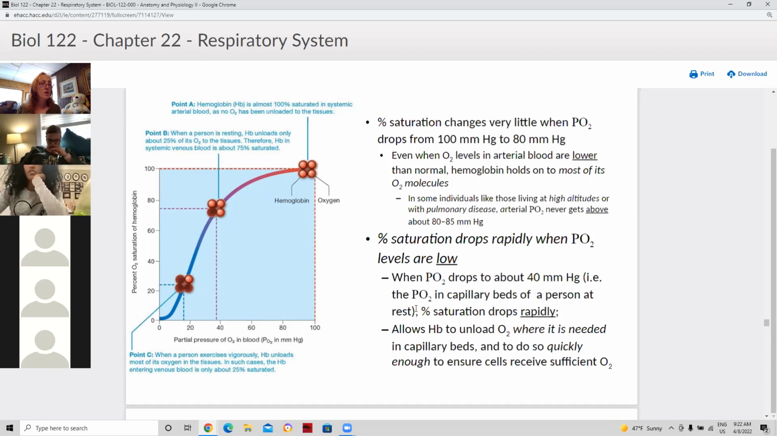Oh, okay. So it adjusts itself then. Yeah, it doesn't really affect them because their body works to compensate for it. Okay, that makes sense. Thank you. Well, that was a great question.